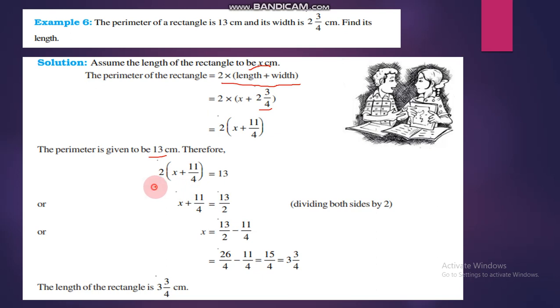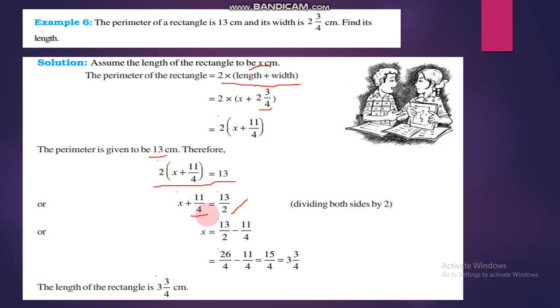So put the value, we get the equation. This is our equation. Now solve it one by one. First transpose this 2 to the other side. It is multiplying here, so when it goes to the RHS, it will divide. So x plus 11 upon 4 is equal to 13 upon 2.